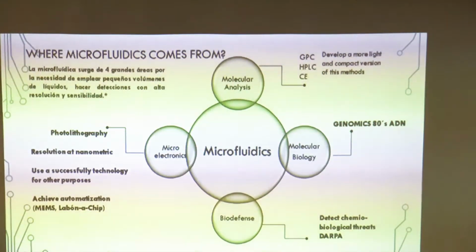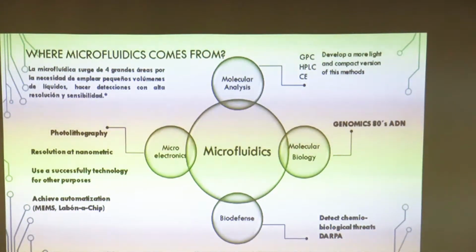Where does microfluidics come from? Microfluidics comes from microelectronics and microfabrication, photolithography, molecular analysis developed in the 80s, molecular biology, if you remember the Human Genome Project, and a motivation of the United States government, an agency that develops biodefense. They want to develop devices that their troops could use in the field in a battle to detect biological threats, for example, and they have a very big budget.